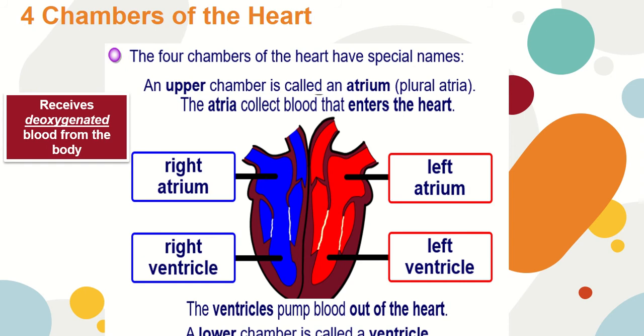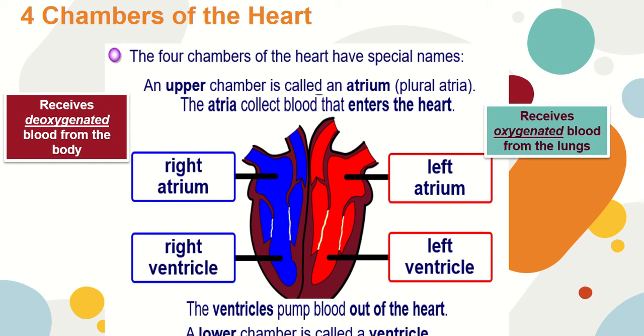The right atrium receives deoxygenated blood from the body. It means ito yung blood na walang dalang oxygen. Okay? Sa left atrium naman, receives oxygenated blood from the lungs. So, meron siyang dalang oxygen na nagmula kay lungs. Again, according to the definition, atrium or atria collect blood that enters the heart. Meaning, yung blood dito siya papasok.